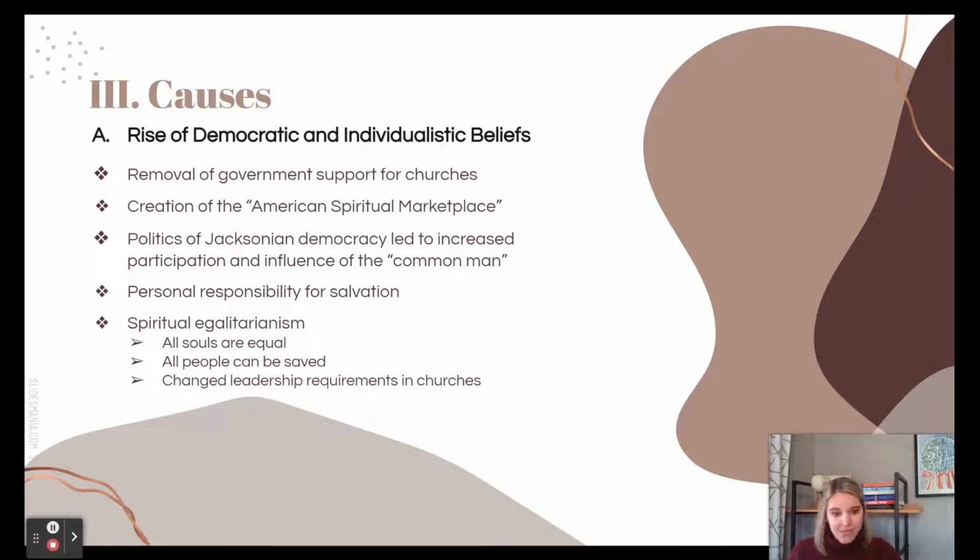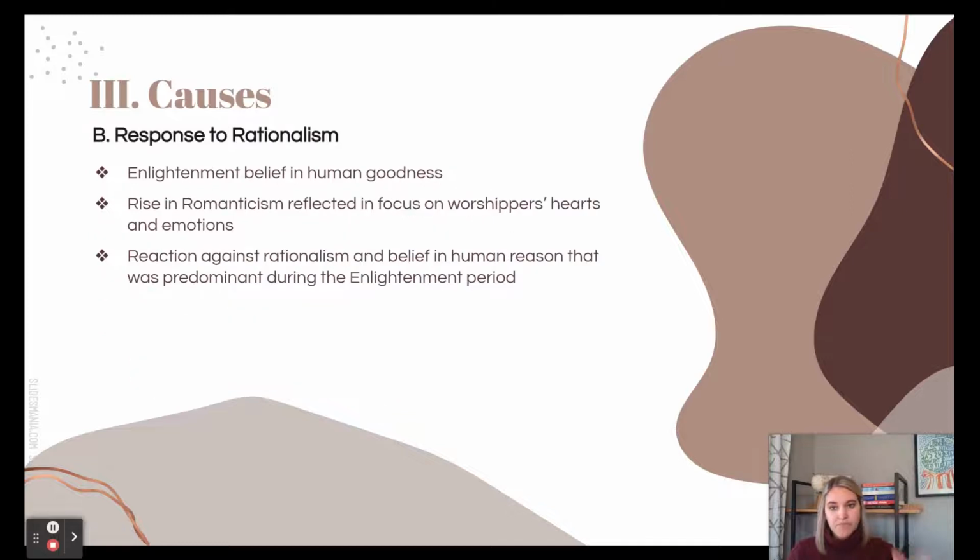All people can be saved, and so they should all be ministered to. It also led to some leadership requirements changing in churches. Sometimes you didn't have to be a formally trained minister. Sometimes women were allowed to participate. And so we see this idea of democracy and individualism impacting the church as well.